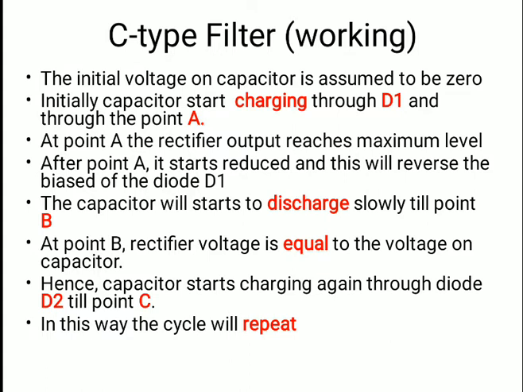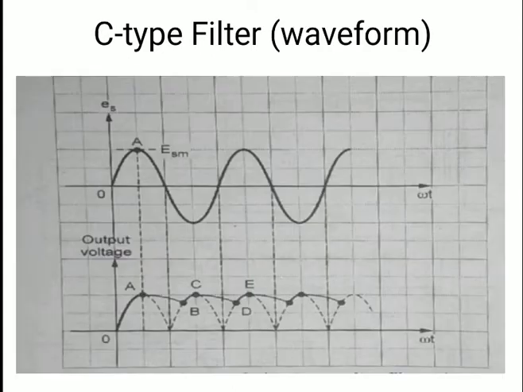At point B, the rectifier voltage is equal to the voltage on the capacitor. Hence the capacitor starts charging again through the diode D2 till the point C. In this way the cycle will repeat. So this is how we get the output of the filter, that is the dark line. This is all about the C-type filter.